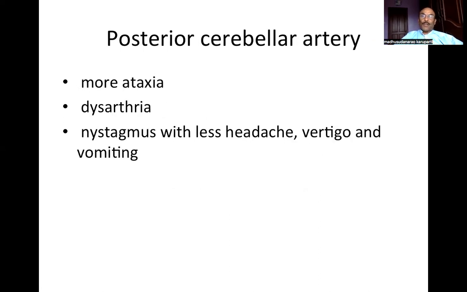Well, a lesion involving the superior cerebellar artery results in more severe ataxia, dysarthria, and nystagmus, with less headache, vertigo, and vomiting. Nystagmus is more severe when compared to headache, vertigo, and vomiting when this artery is involved.